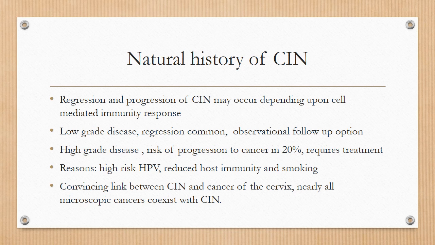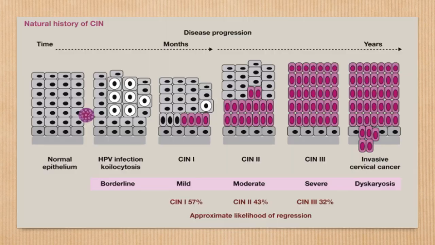But in case of high grade disease, there is a risk of progression to cancer in 20% of the patients, so it requires treatment. The factors for progression are high risk HPV infection, reduced host immunity, and smoking. There is a convincing link between cervical intraepithelial neoplasia and cancer of the cervix. Nearly all microscopic cancers coexist with cervical intraepithelial neoplasia.